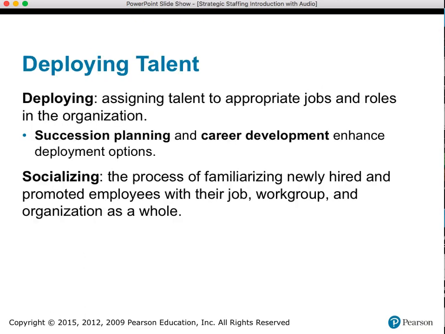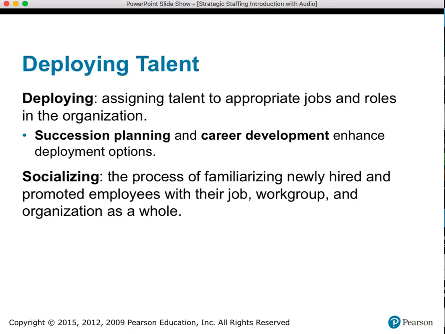Next, in terms of deploying talent, it's how do we get them started and up to speed on the job. So we have to consider orientation programs and socialization programs to get them integrated into the company culture right away so that they can do their job and get up to speed as quickly as possible. We also want to be thinking about succession planning issues and career development issues. And this is where there's an overlap between staffing and training, right?